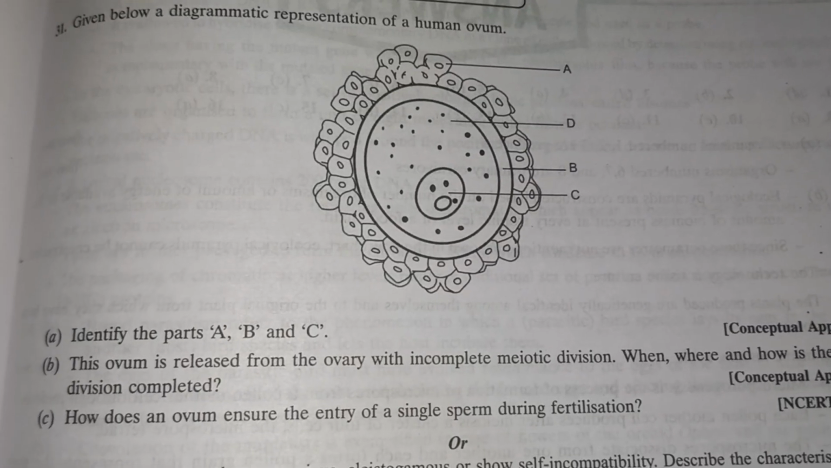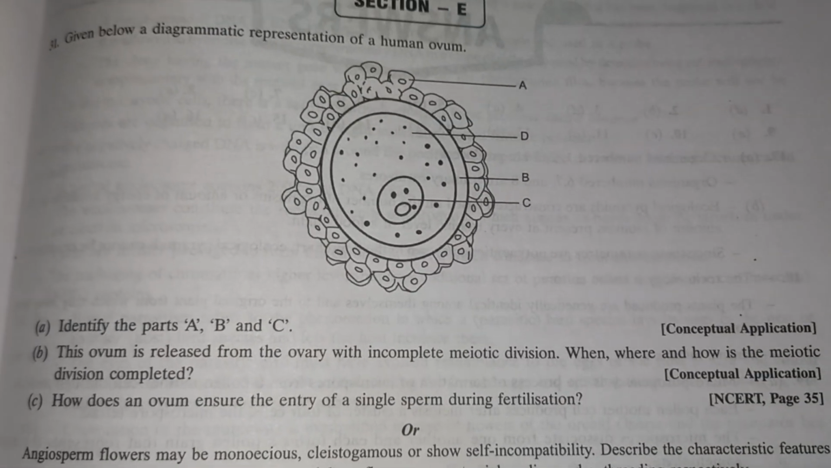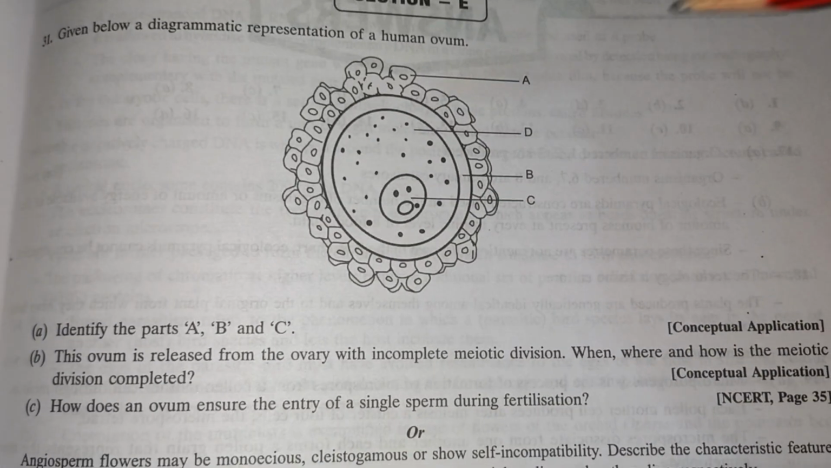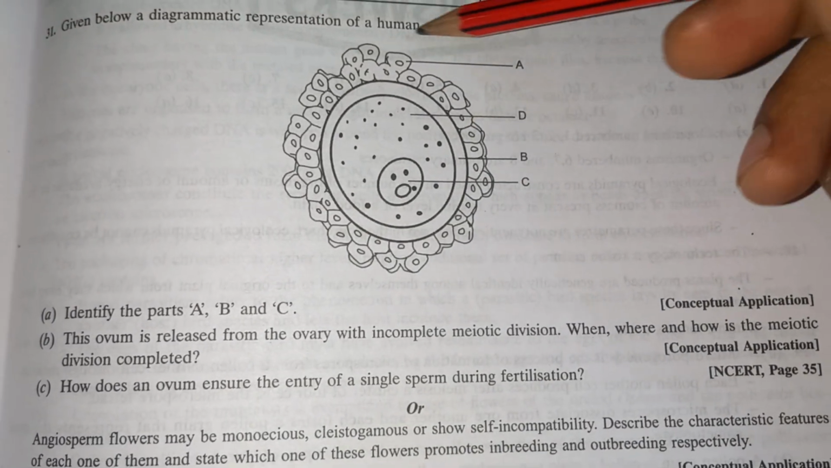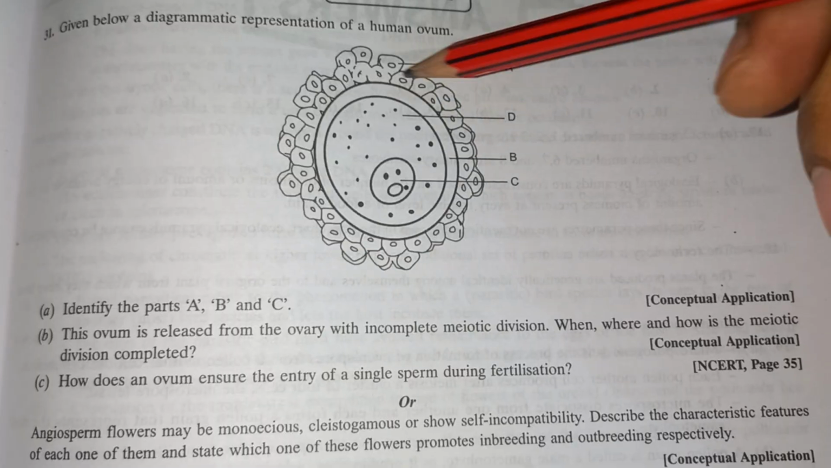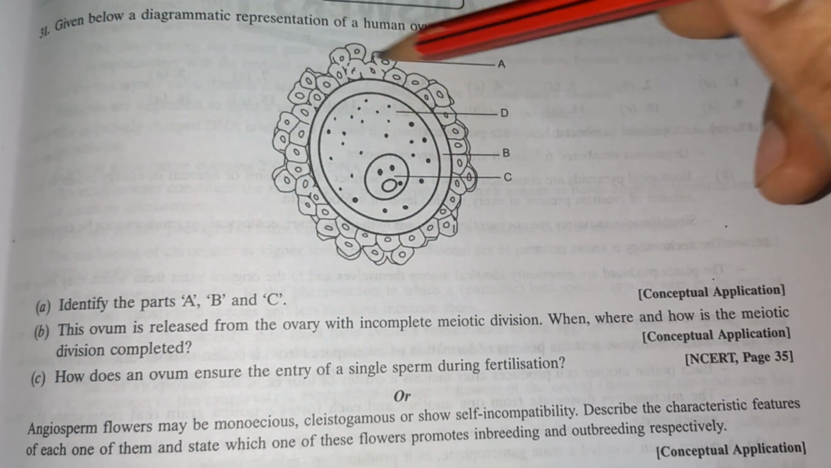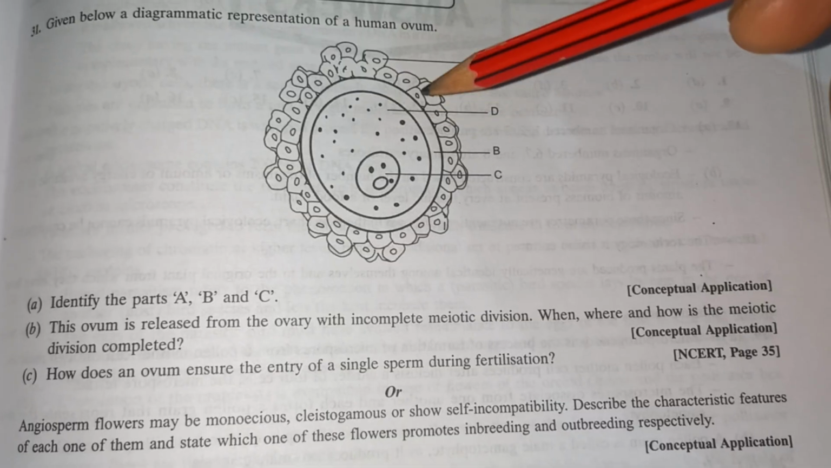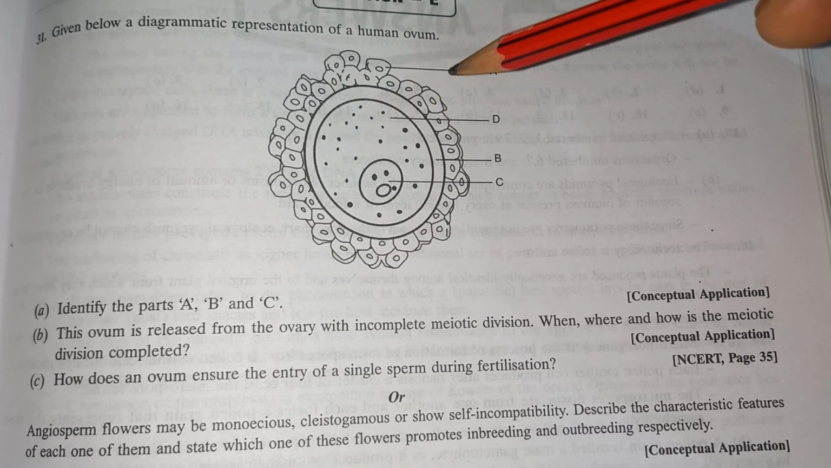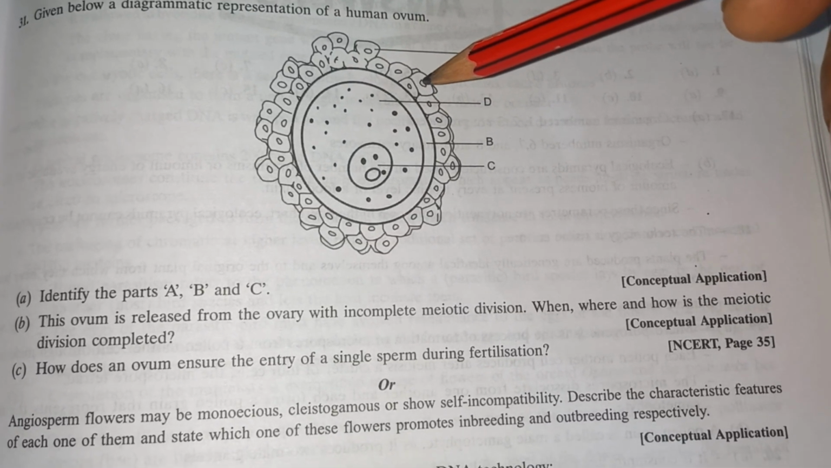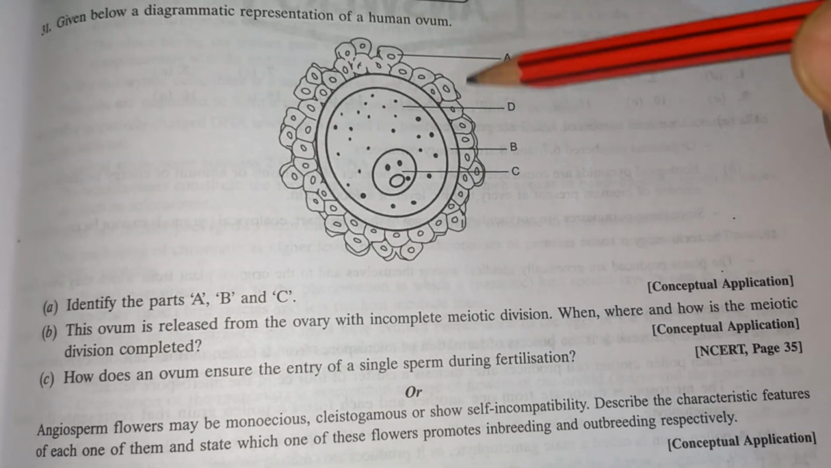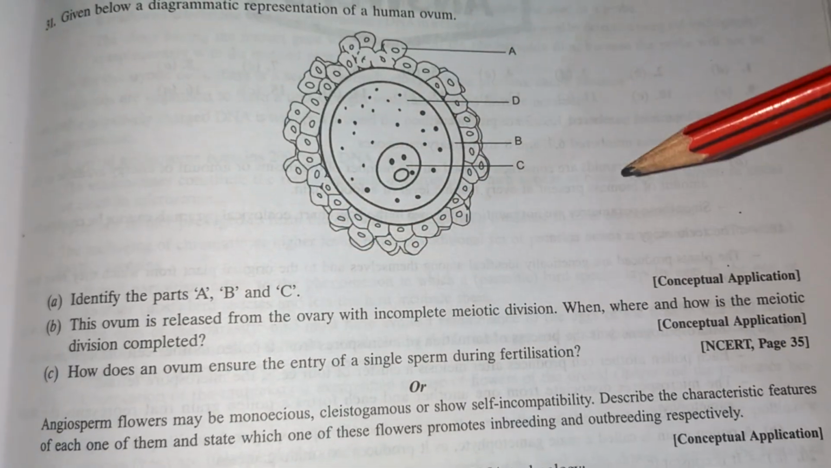Here is the best question for you, a new competency based question. This question comes very often. In this question, there is a shape of an ovum formed here. This ovum comes from the ovulation process, coming from the Graafian follicle. So here we have to identify.